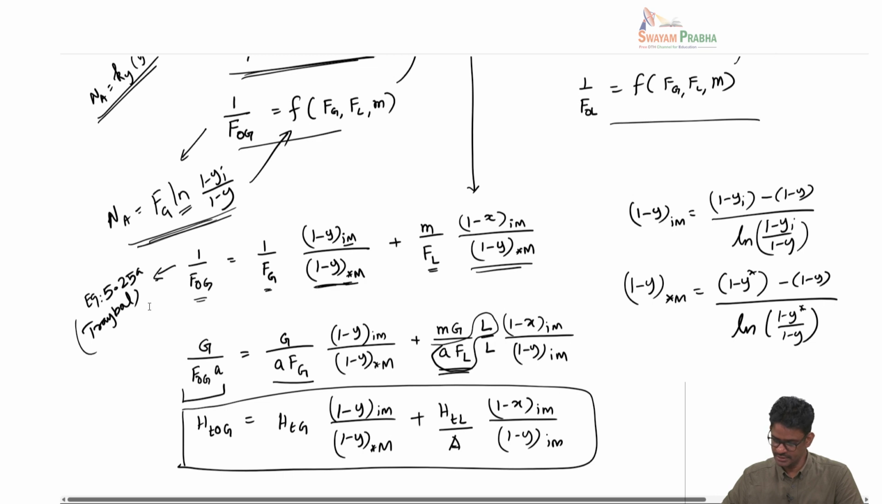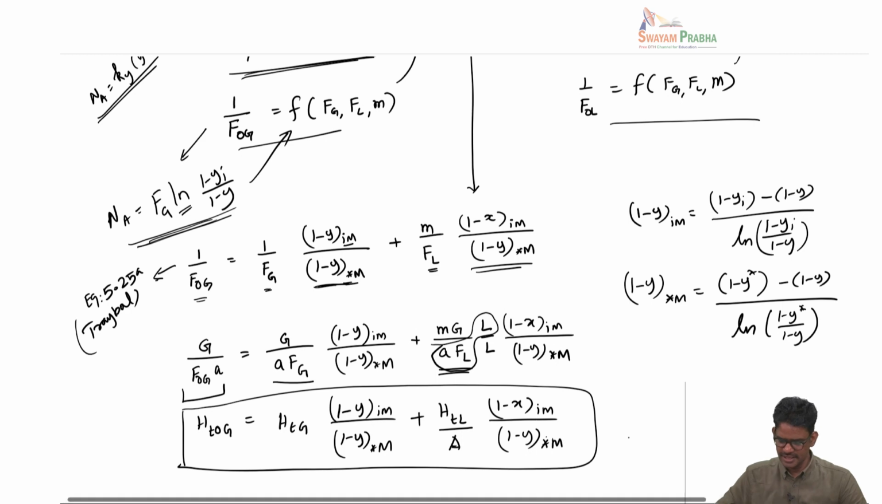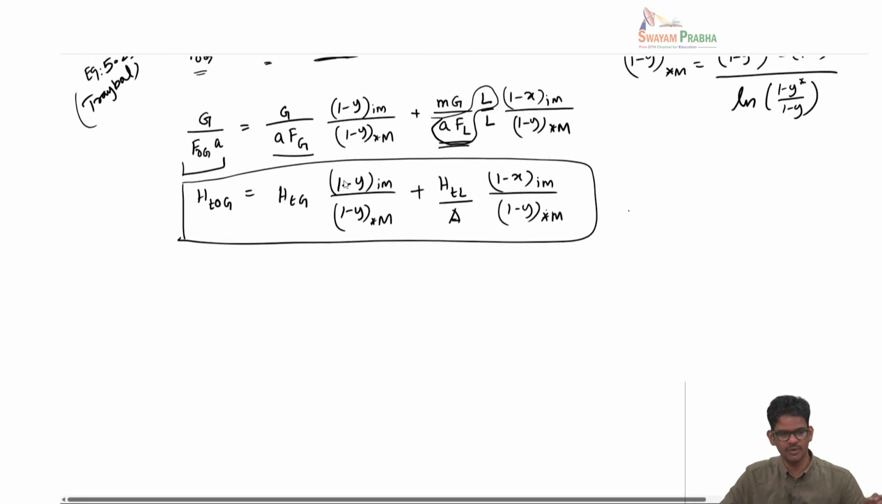It should be star M. Is it right? 1 minus, where is 1 minus x coming from? Is any simplification possible from here onwards?